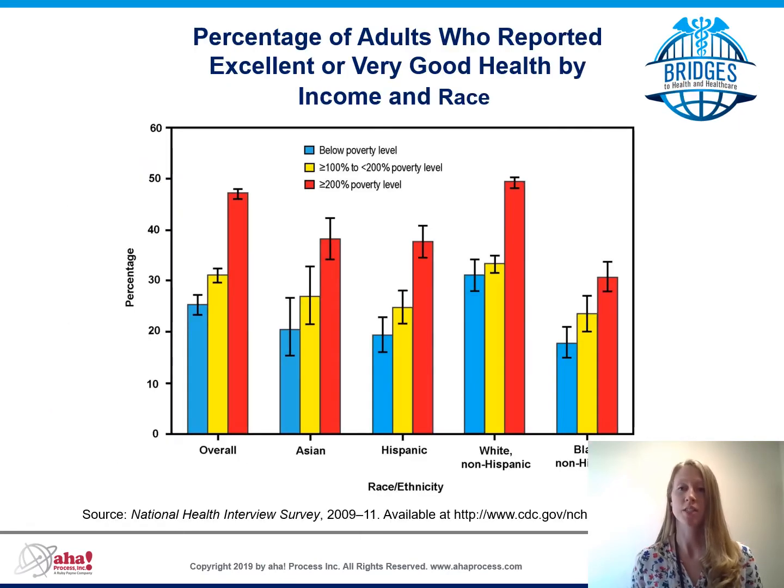This national CDC-led survey asked respondents to rate their own health and revealed that respondents whose incomes were below or even up to 200% of the poverty level, represented by the blue and yellow bars, were much less likely to rate their health as excellent or very good compared to respondents whose incomes were above 200% of the poverty level.